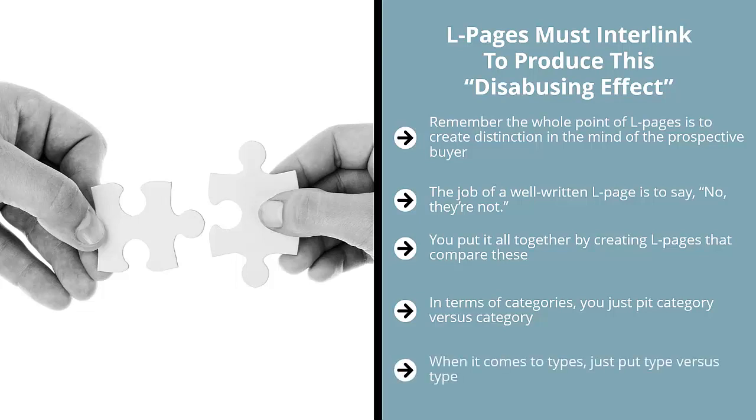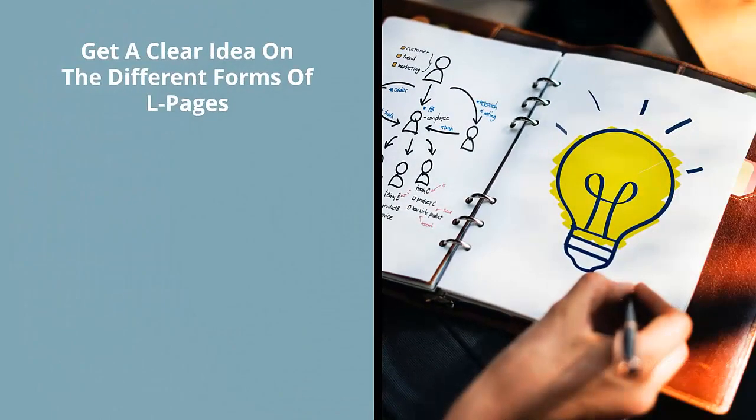When it comes to types, just put type versus type. Again, walk them through the advantages and disadvantages. The same goes with brand versus brand and product versus product. Get a clear idea on the different forms of L pages. L pages are all about comparisons. They're all about contrasting different options to highlight in the minds of prospective buyers why your particular option is superior to everybody else. The best way to do this is through some sort of comparison model.